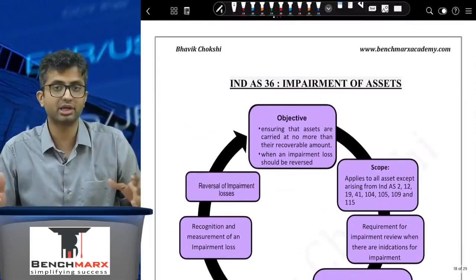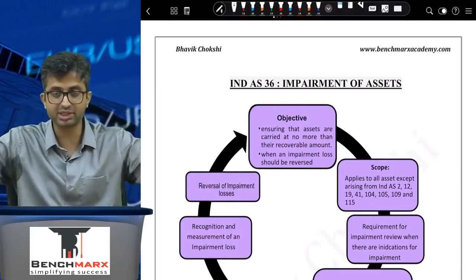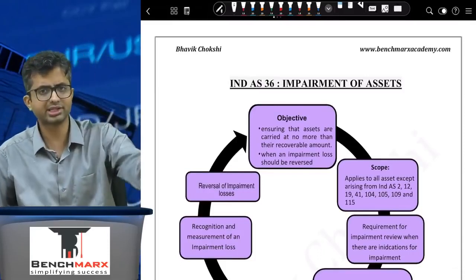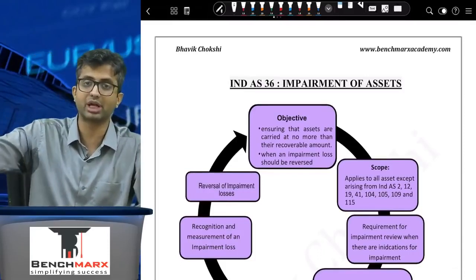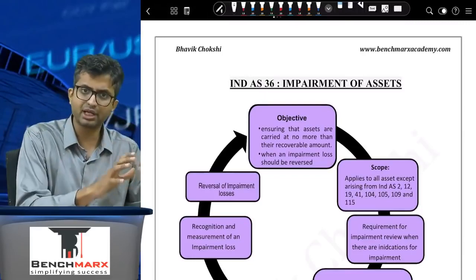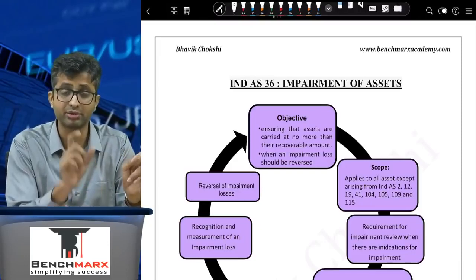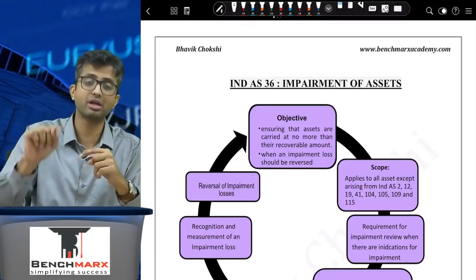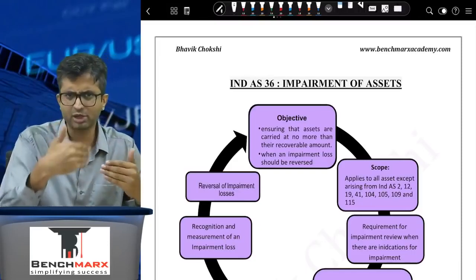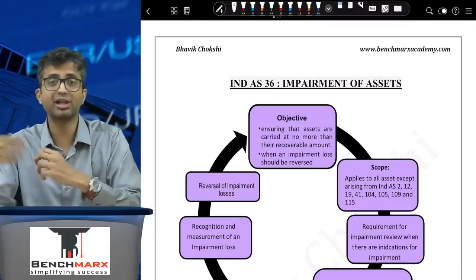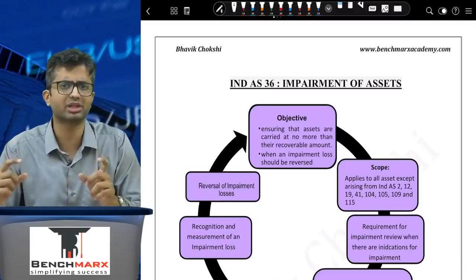Then you go to Ind AS 36, which is impairment, over which there are two main sections to study. One is a single asset impairment and one is a CGU, cash generating unit impairment. First, for single assets, when is there an impairment? If you compare the carrying value, that is the ledger balance, the WDV, with the recoverable value, which is the higher of the net selling price, that is fair value less the cost to sell, or the value in use, which is usually the present value of future cash flows.